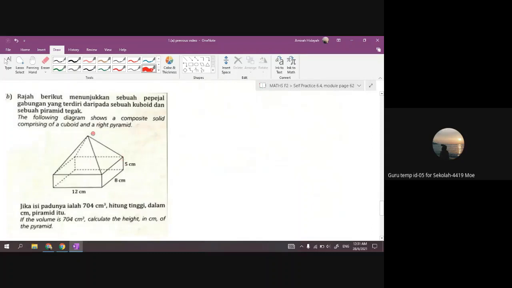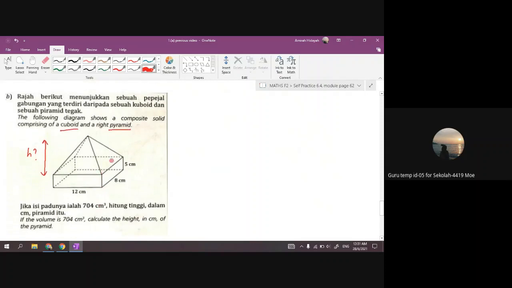Untuk B, okay, the following diagram shows a composite solid comprising of a cuboid and a right pyramid. So combination of cuboid and pyramid. Okay, if the volume is 704 centimeter cubic, maksudnya total volume gabungan kedua solid ni adalah 704 centimeter cubic. So calculate the height in centimeter of the pyramid. So nak cari height of pyramid berapa.